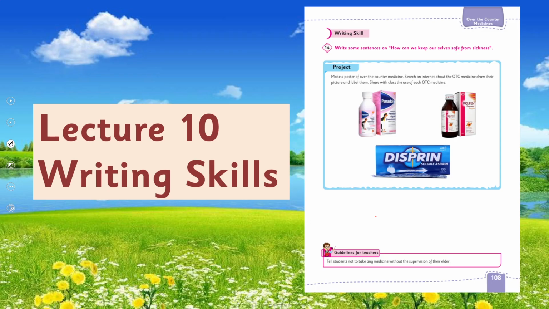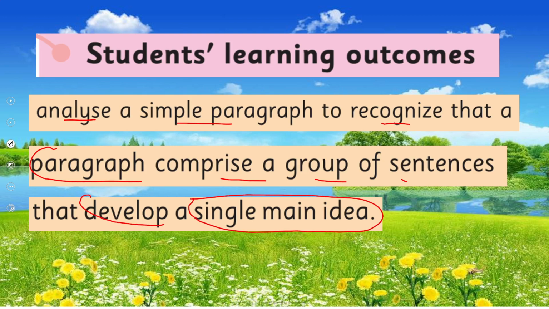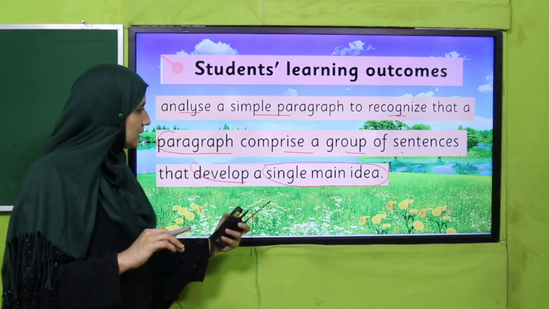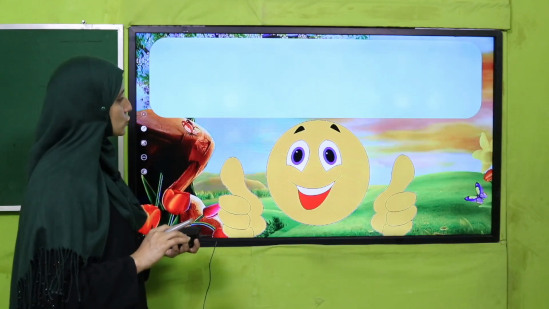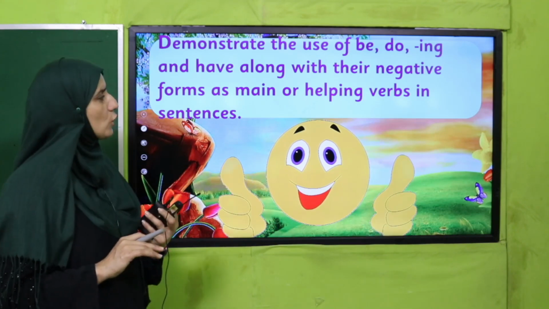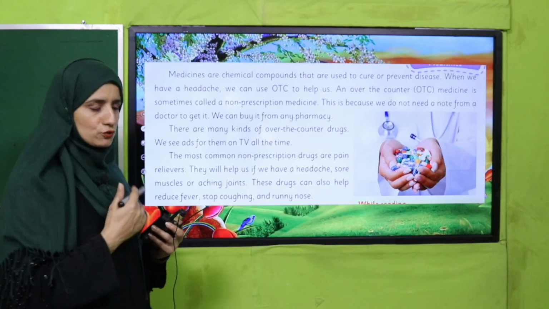Our last lecture will be lecture number 10 about writing skills. We will learn how we can develop a paragraph. And its SLO will be analyze a simple paragraph to recognize that a paragraph comprises a group of sentences that develop a single main idea. So in this way, we will cover our complete unit according to all these SLOs. Okay, so now we are going to start. Demonstrate the use of be, do and have along with their negative forms as main and helping verbs in sentences. So now we are going to start our unit.